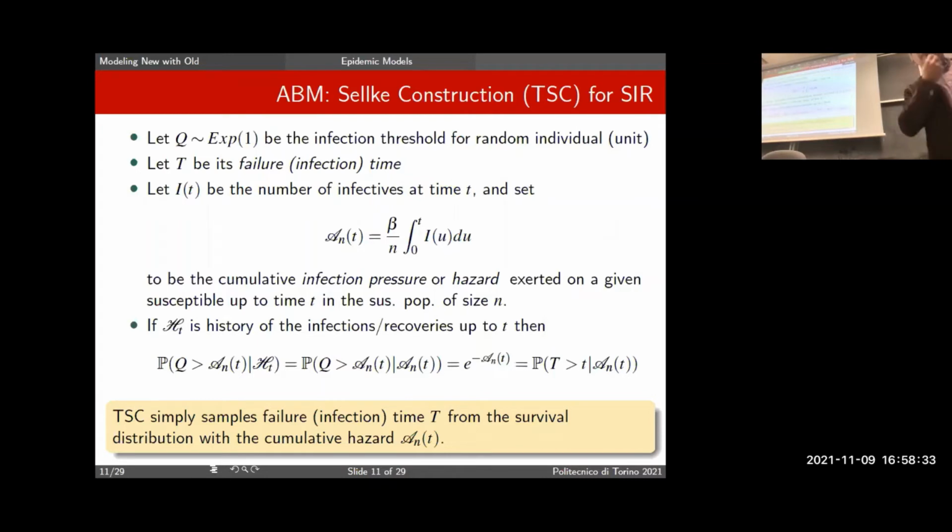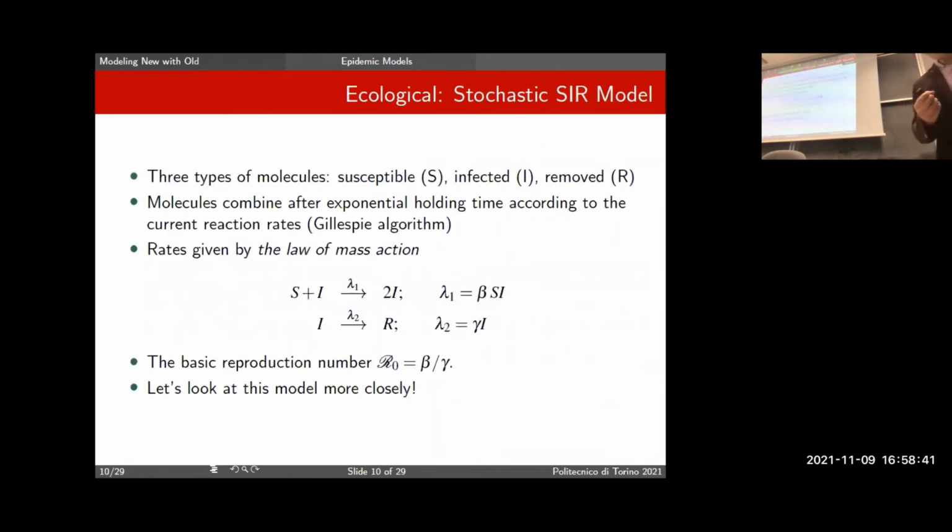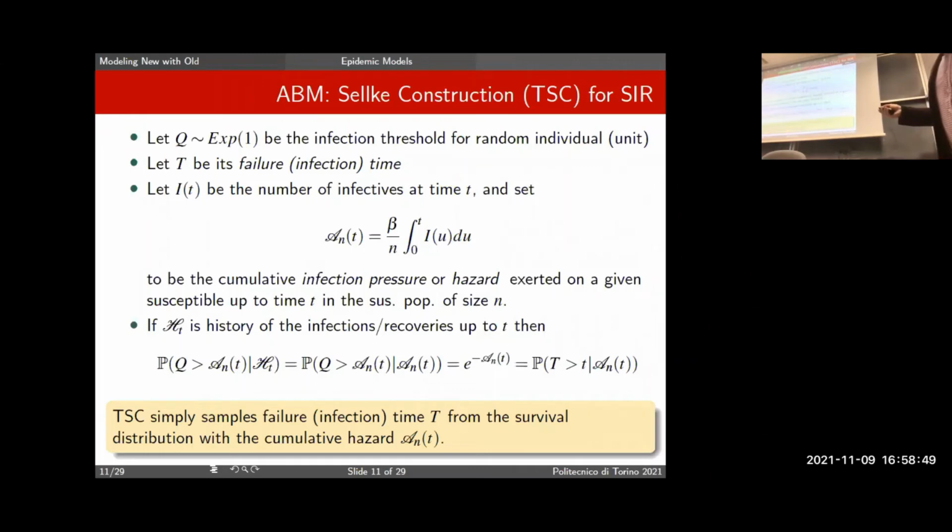The point here is that this Sellke construction is trying to explain this ecological model, but from the point of view of a single molecule, so from the point of view of a single susceptible individual. Here, I am basically supplying for every susceptible individual in my population a random variable, which I call a threshold. And then I will compute something that I will call the cumulative hazard. And this cumulative hazard is developed in such a way that it's divided by n, where n is the number of susceptible individuals in my population.